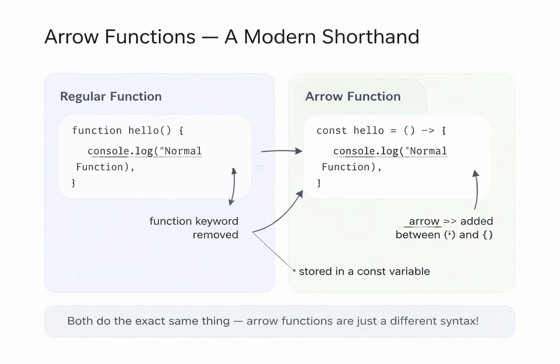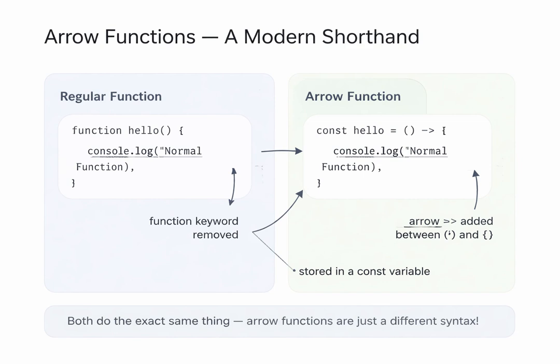Now, let's look at arrow functions. Arrow functions are a more modern way to write functions in JavaScript, and they're very commonly used, especially in frameworks like Laravel's front-end tools. The good news is that an arrow function does exactly the same thing as a regular function. The syntax is just different. Instead of writing the function keyword, you store the function in a const variable, and you add an arrow, that's the equal sign followed by a greater than sign, between the parentheses and the curly braces.